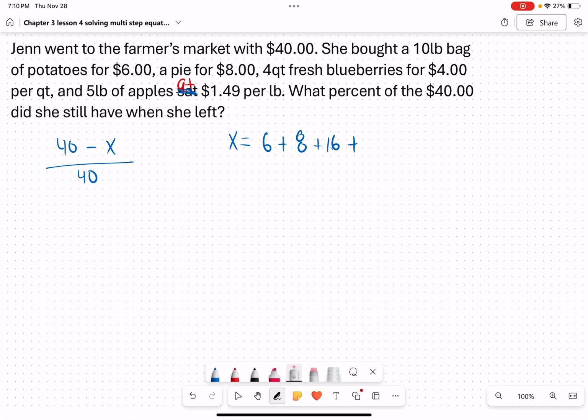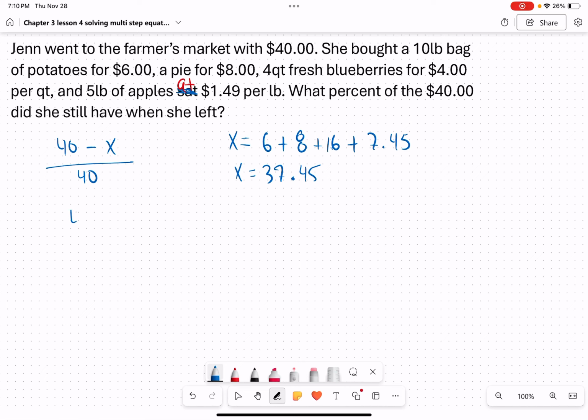And now let's take a look at the apples. So she bought 5 pounds of apples at $1.49 per pound. So because there's 5 pounds, we have to multiply $1.49 by 5 pounds. So her apples actually cost her $7.45. So that is her expenses. So we add that up. Plus 16, plus 8, plus 6, plus $7.45. That's going to be x is equal to $37.45.